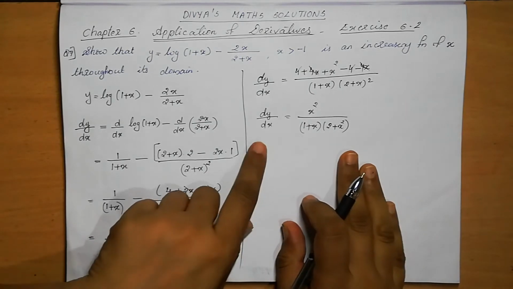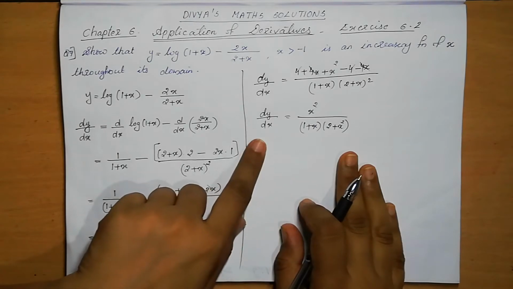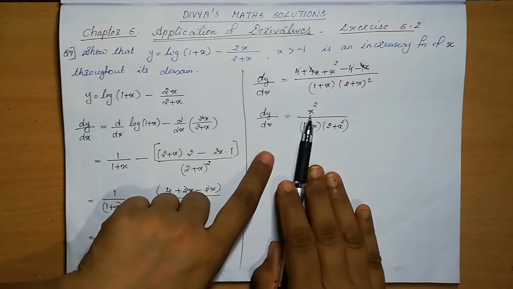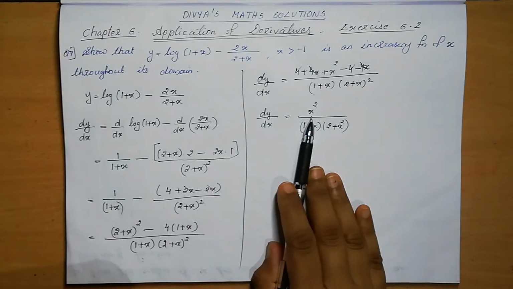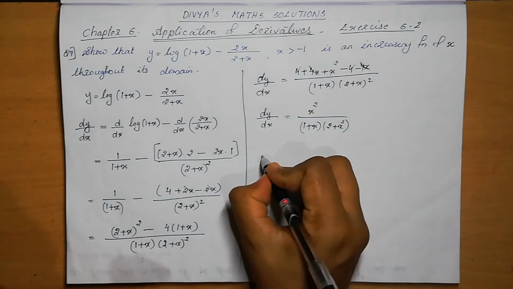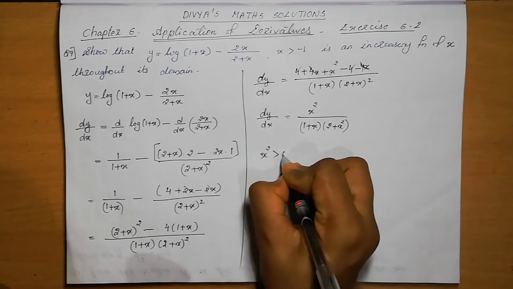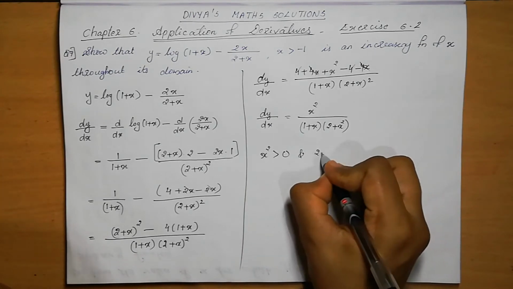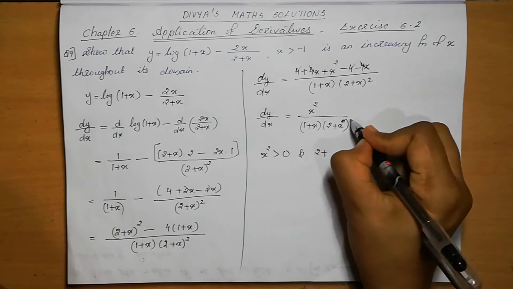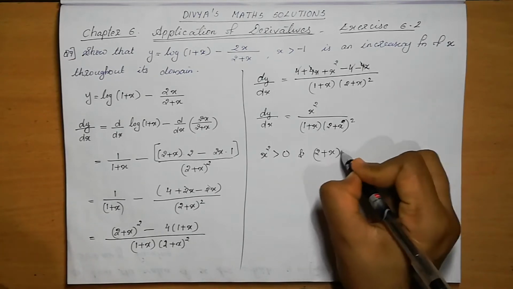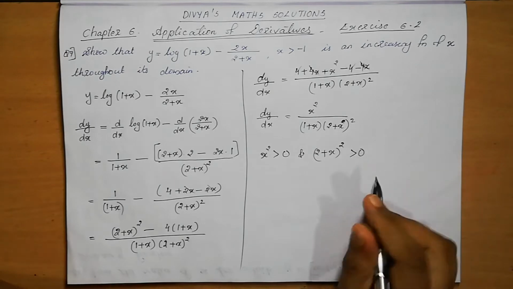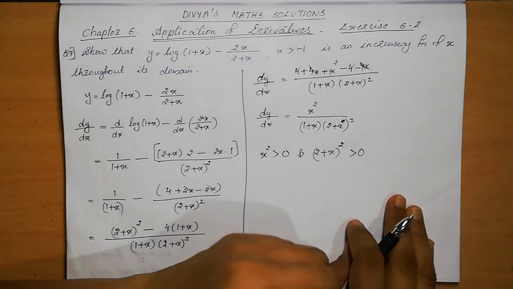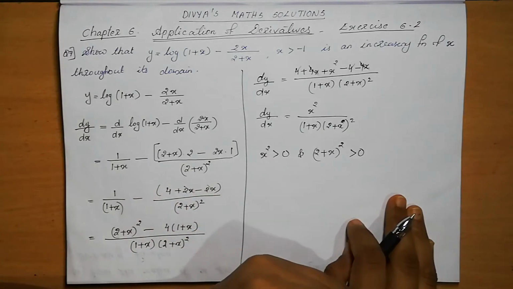Now we are going to verify whether dy by dx is greater than 0 or not. Here we can see x square, even for a negative value of x, x square is always greater than 0, right? So this x square is greater than 0. And (2 plus x) the whole square is also greater than 0, correct? Why? Because these are squares only. If you take the square, even a negative value gives a positive answer only.